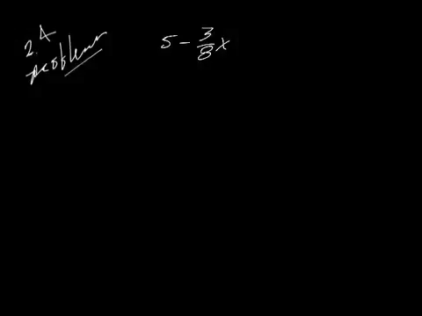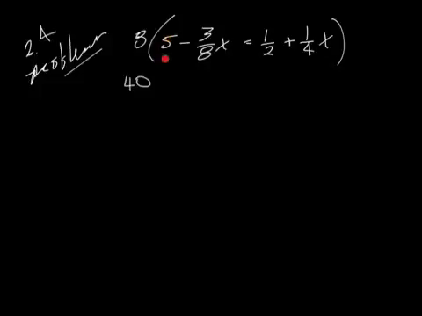5 minus 3/8 x equals 1/2 plus 1/4 x. Okay, we multiply the whole thing by the common denominator. In this case, it's 8. So 8 times 5 is 40. So even though this 5 isn't a fraction, we still multiply it by the 8. We multiply everything by that 8.